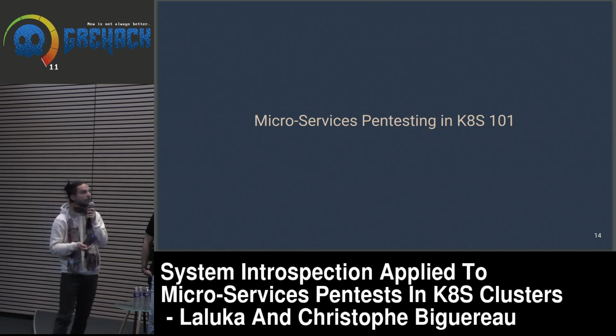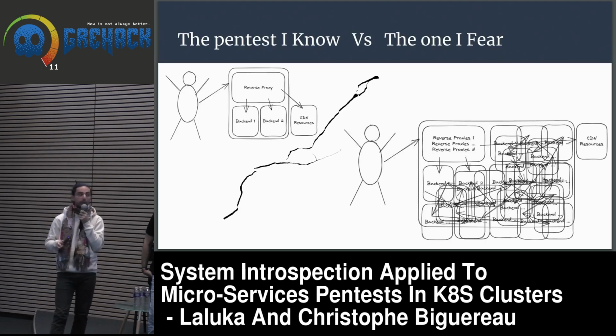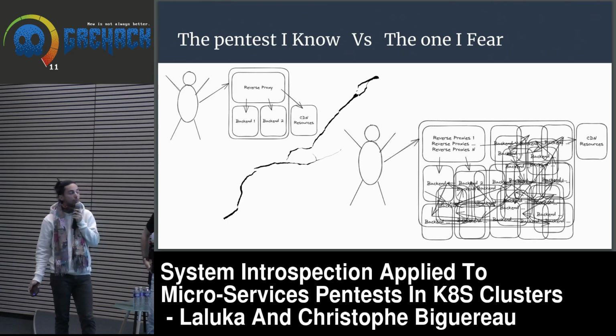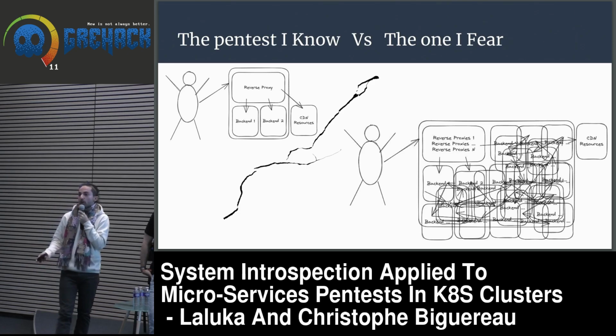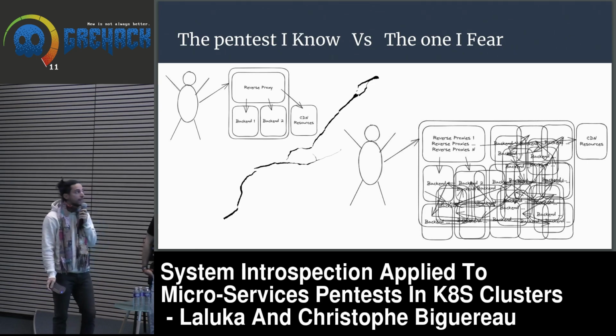So this comes really handy when we are in the Kubernetes world. Top left is the pentest we are most of the time used to. There is one backend or two. We can have a few assumptions. There is some cache, maybe a reverse proxy. And voila, we can just break our Joomla, WordPress, Drupal, anything. And that's it.